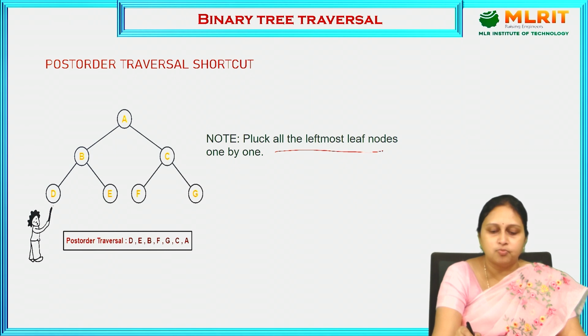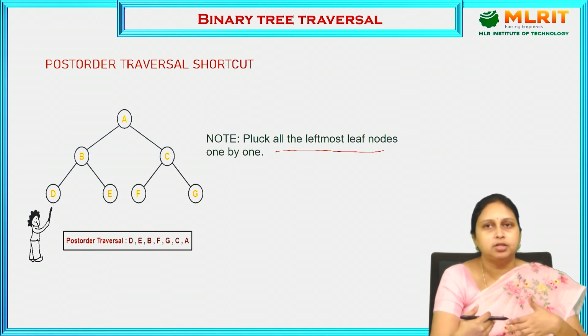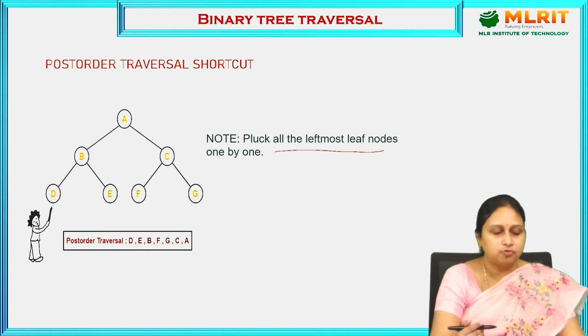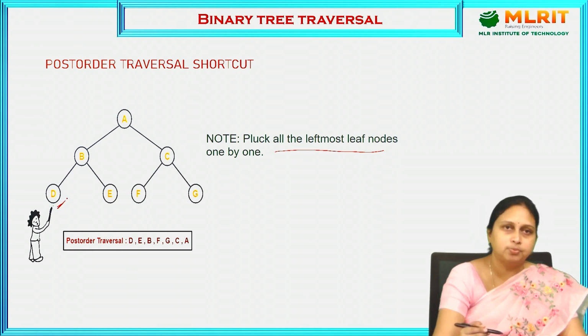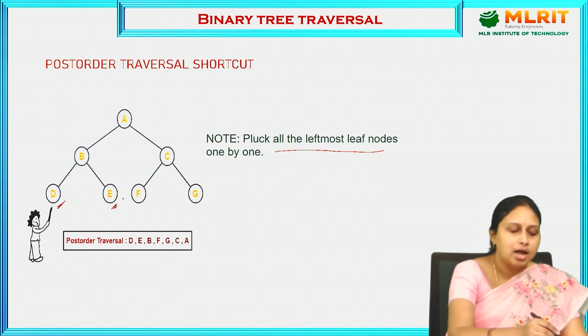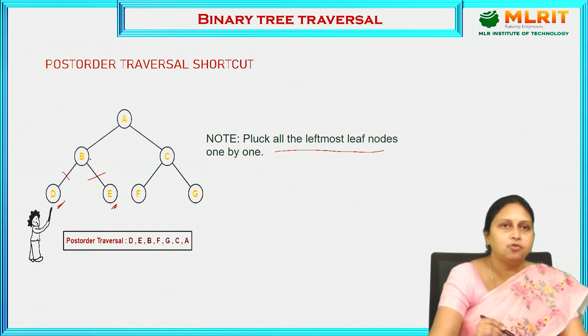Pluck all the leftmost leaf nodes one by one, right? That means the children have to be removed and then the parent has to be removed. First, which is the children here? D has to be removed. D is going to be visited. E is removed. E is going to be visited. After removing these two nodes, we are left with only one child, that is B, that has to be visited.